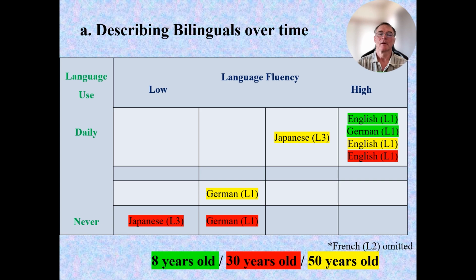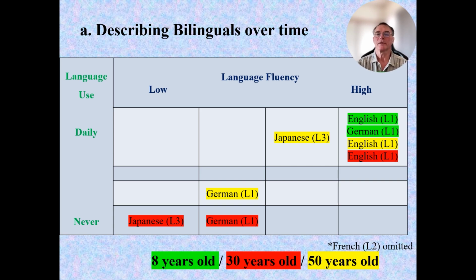When I was 50 years old, at this point, I'd been in Japan for 20 years. I started to use Japanese every day, mostly with colleagues or people in the office and people in my neighborhood, because they mostly didn't speak English.